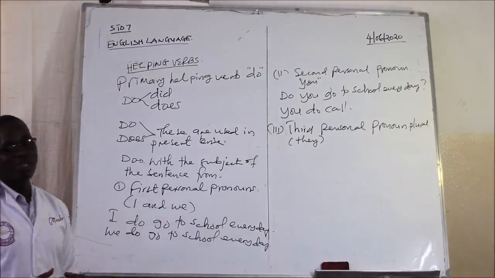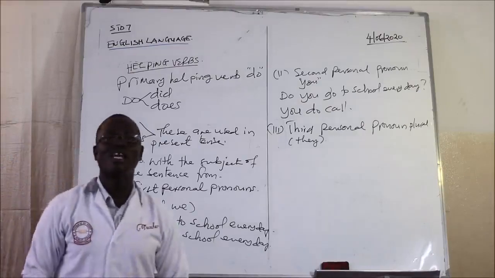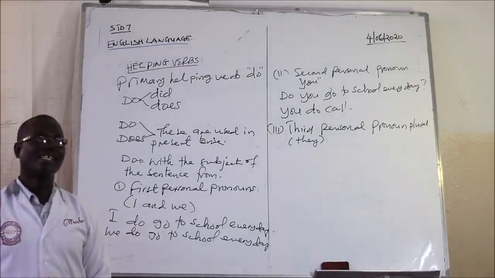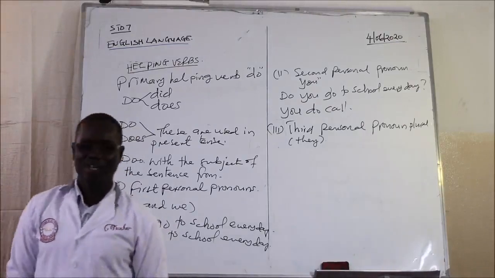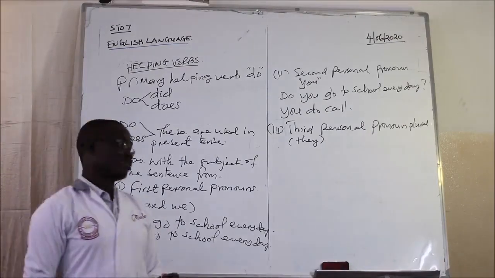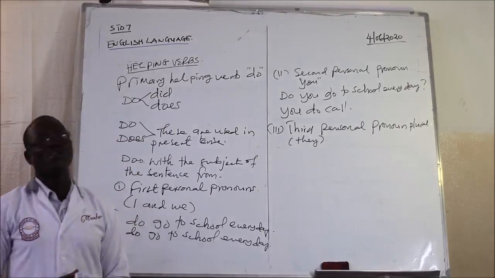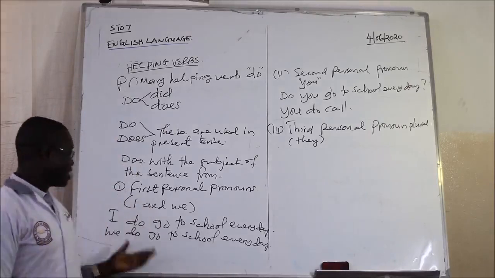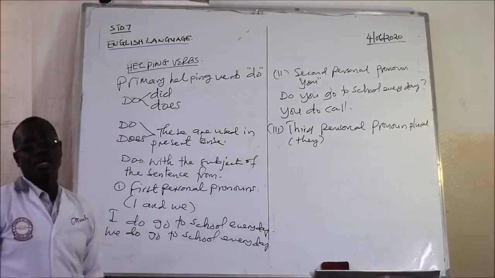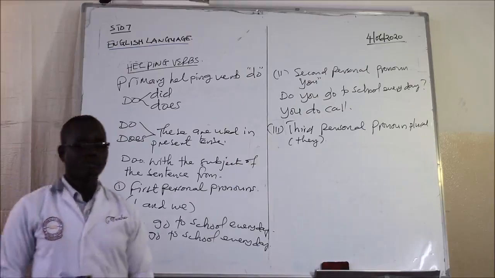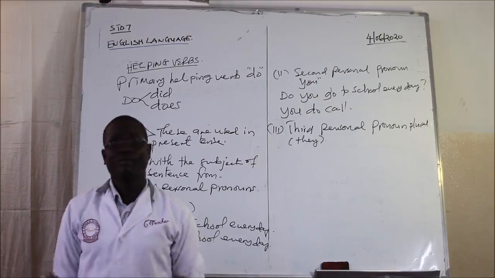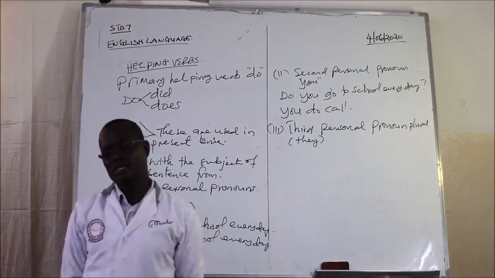Yes, you can now simply construct your own sentence by using helping verb do, but in regard of our subject, which is from third personal pronoun plural. Yes, you can say they do come to school every day. We are using the same sentence so that you can simply get it very easy to construct yours. They do come to school every day, but you can simply construct your own sentence.